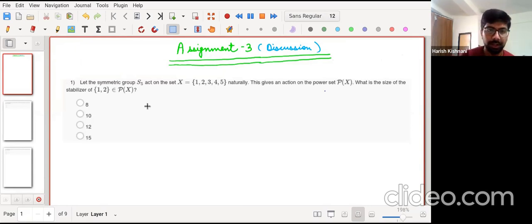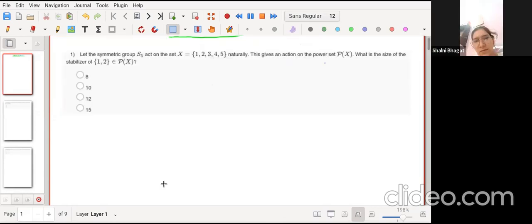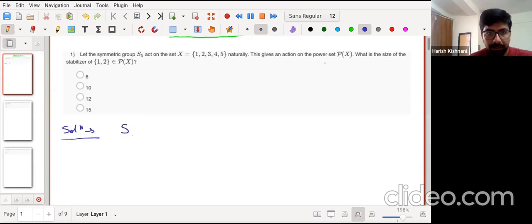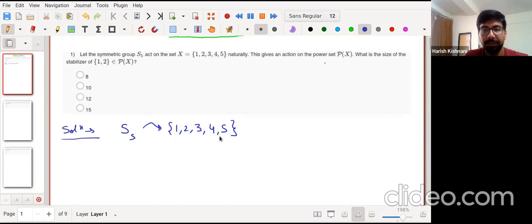It's already been explained what the natural action is that we get on the power set of X if G is already acting on the set X. But let me revise that part. I hope you can understand how S5 acts on the set {1, 2, 3, 4, 5}. S5 is just the permutations on 5 symbols, so any element of S5 will permute this set accordingly.